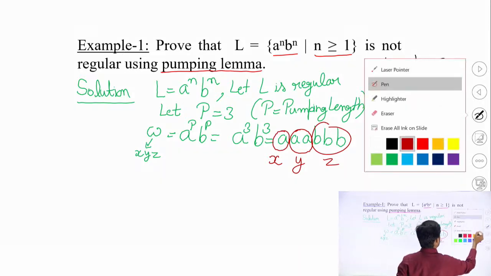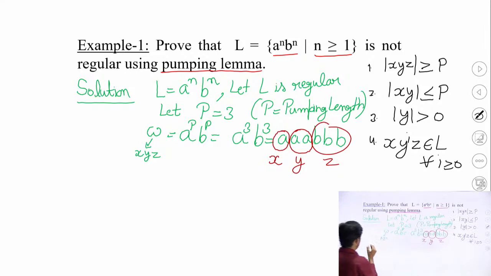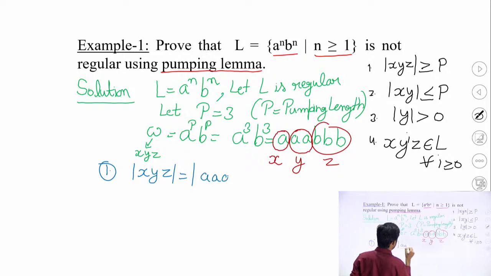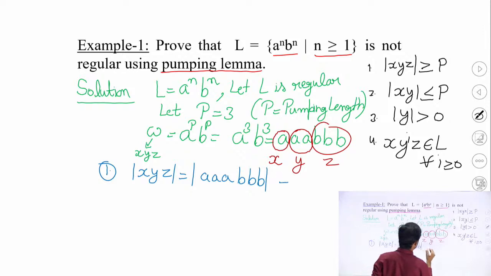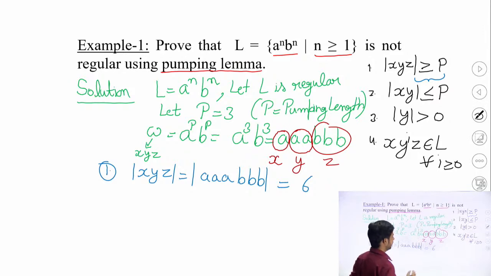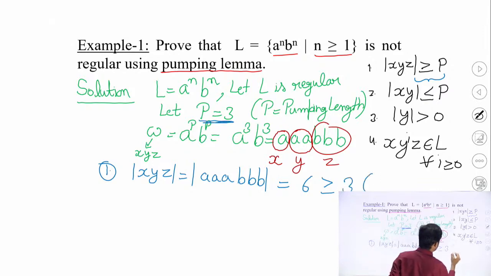Now check the conditions one by one. Let's see the first condition. Mod of x, y, z means mod of a, a, b, b, b, equal to 6. This should be greater than or equal to p. What is p? p is 3. So 6 is greater than 3. First condition is true.